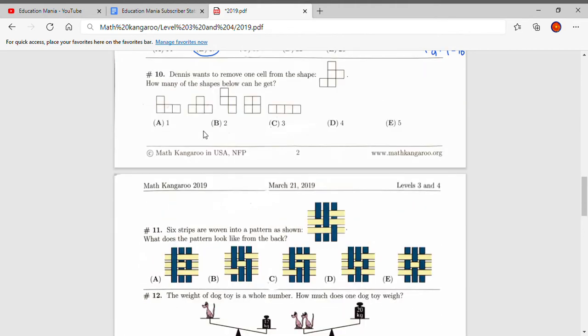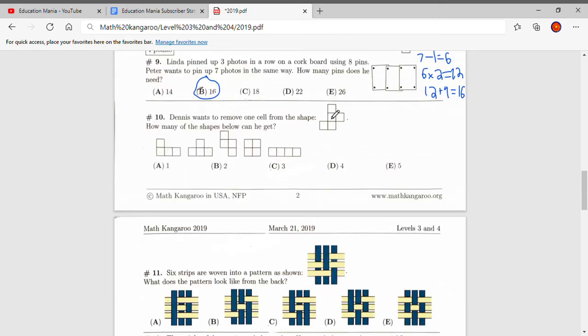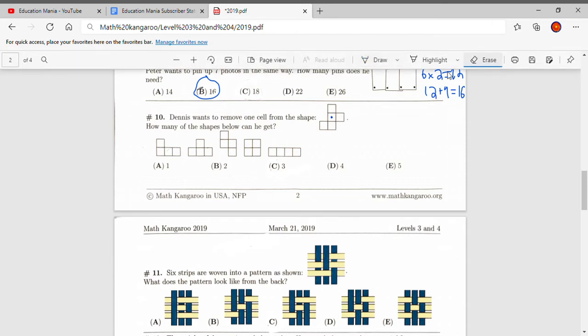Number 10. Dennis wants to remove one cell from the shape. How many of the shapes can he get? So, if we were to remove this one, so the only ones we can actually remove are this, this, and this. Because if we were to remove this one, we would get 3 different figures. Three different shapes. So a square, and a rectangle.